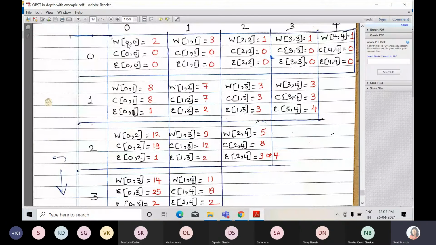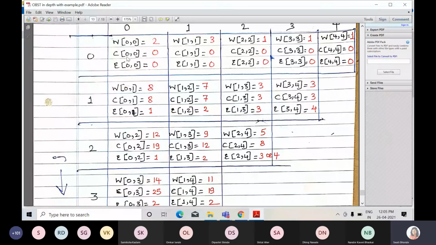And for this ij pair, you also need to find the cost of i comma j, and if i comma j is 0 0, who should be the root. So for all the rows we need to find w, c and r.